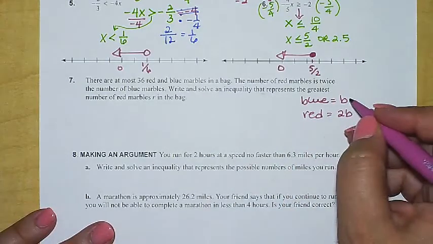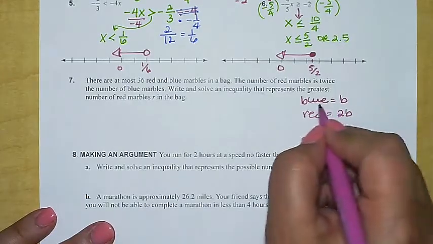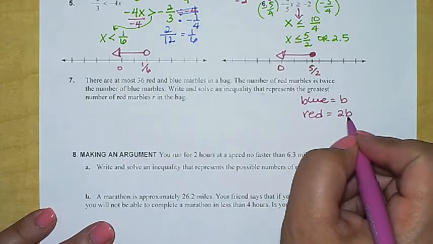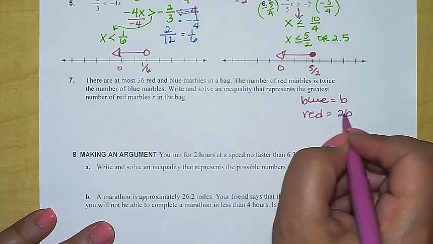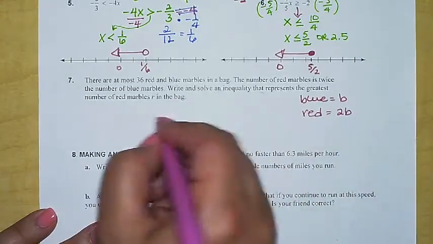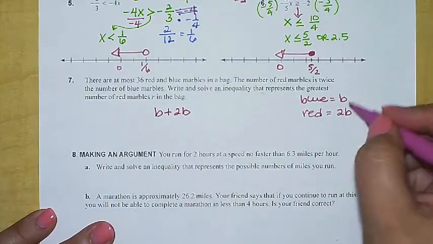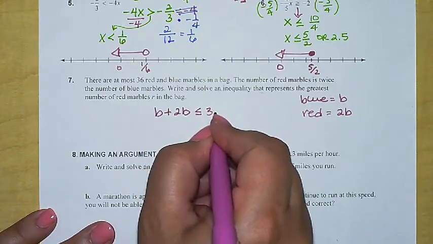Remember, we like to be able to write, even though there's different quantities, in terms of the same variable. So we know nothing about the blue, but we know the red is twice as many as the blue. So this can be my variable for blue, and this could be my expression for red. And we know that together, the blue plus the red has to be at most, which means less than or equal to 36.